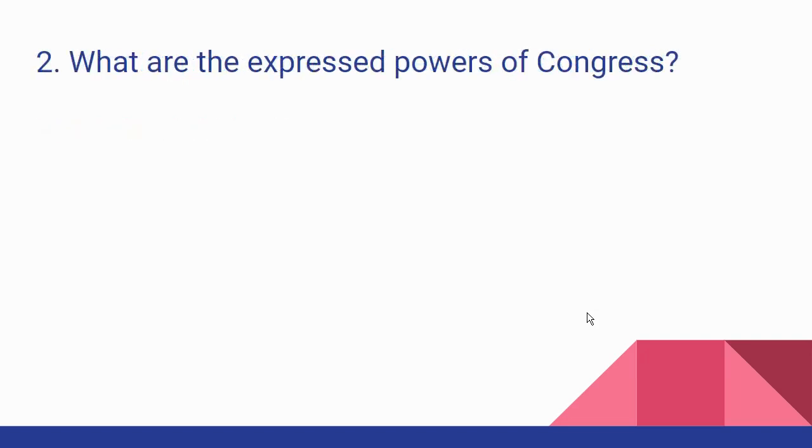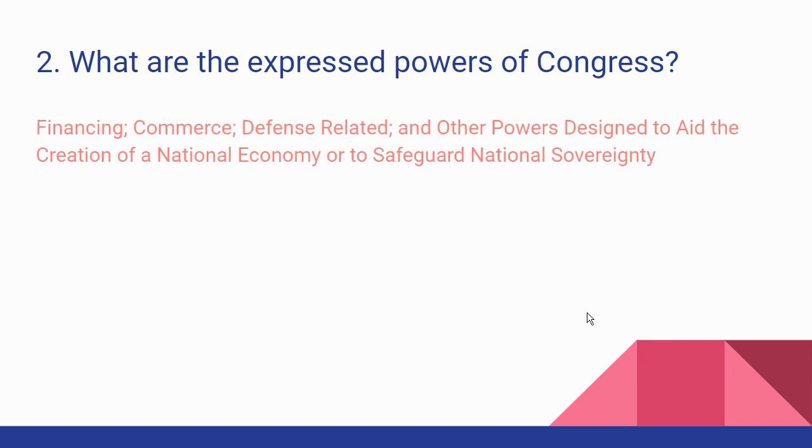Okay, so number two, what are the expressed powers of Congress? What are these specific things that are expressed in the Constitution? Now, this does not list them all, but in the assignment you have, you will go through and look at each of the expressed powers of Congress. So they can do things like financing, they can coin money, they can borrow money, they can create different things like that related to it.